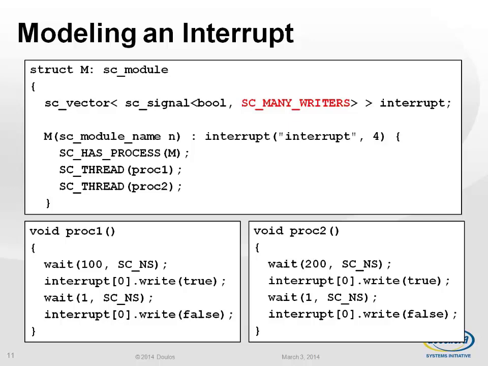So here we've got a couple of processes, prop1 and prop2, and at different points in time, alternate processes are writing to bit 0 of this interrupt array. And that's fine because its writer policy is SC many writers. So now we can have signals where the very same signal is written by multiple processes, as long as you don't have multiple processes writing the same signal at the same time. That's an error. But at different points in time, you can have multiple processes writing to the same signal. And that's handy for modeling all sorts of things, including interrupts.